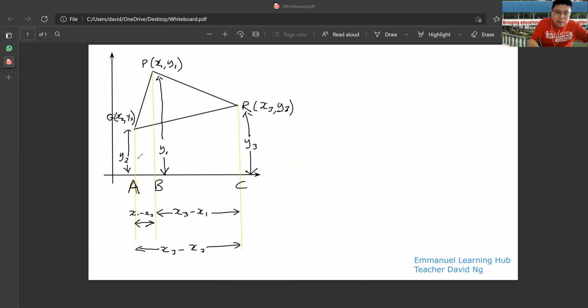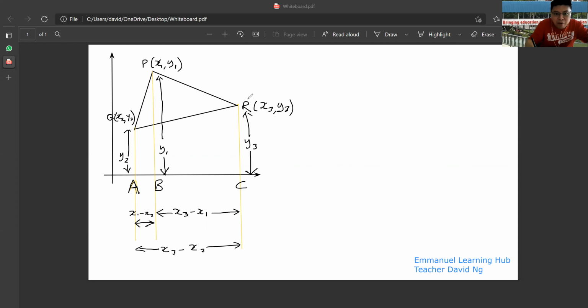The length of this part here will be y2, because the y coordinate of Q is y2. Likewise, this is y1, because the y coordinate of P is y1. Here is y3. And how about here? The length of AB is x1 minus x2. x3 minus x1 gives the length of BC. And the length of AC will be x3 minus x2. So you are clear how we get all these lengths, right?